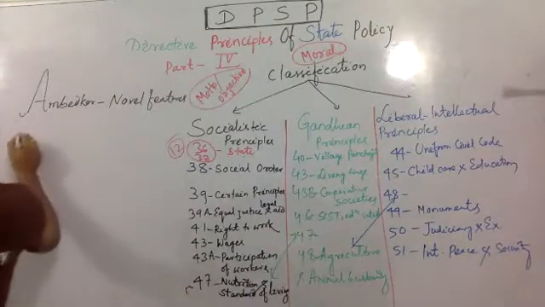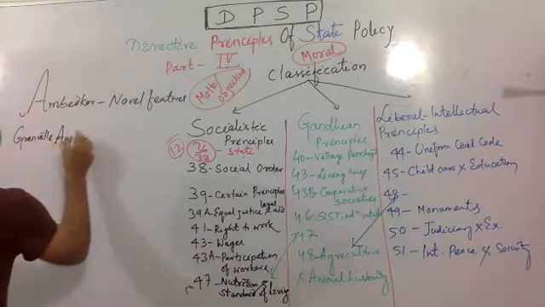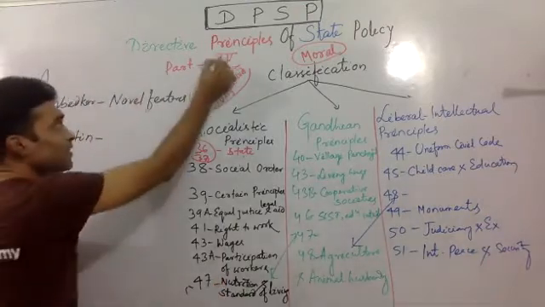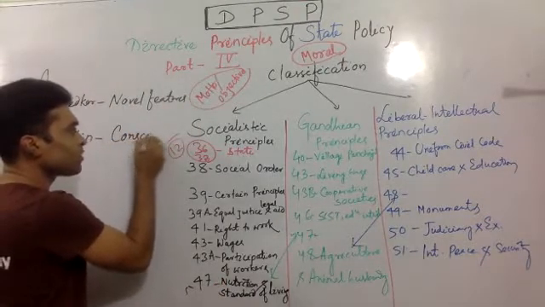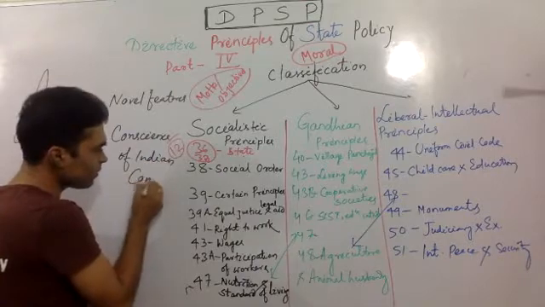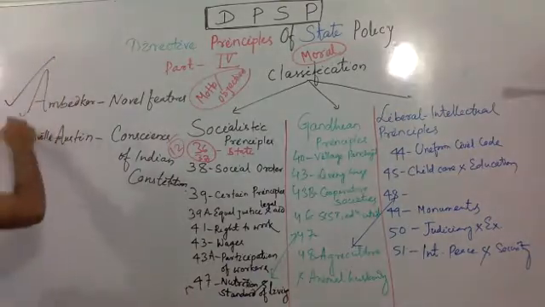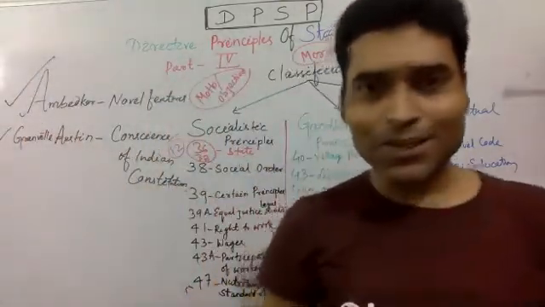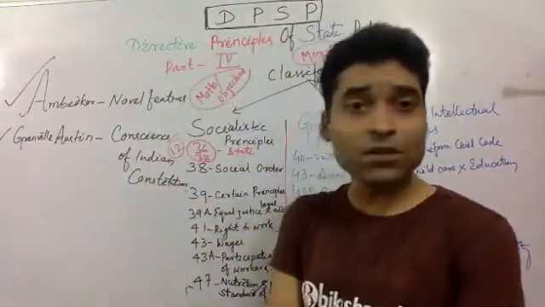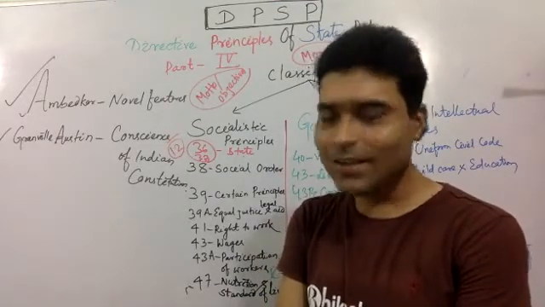Another point: Granville Austin, a British jurist, said DPSP is the conscience of the Indian Constitution. Conscience of the Indian Constitution. I hope you got this point. So Ambedkar said these are the noble features of the Indian Constitution, and Granville Austin said conscience of the Indian Constitution. This is the point you have to remember from the exam point of view. I hope this is clear.